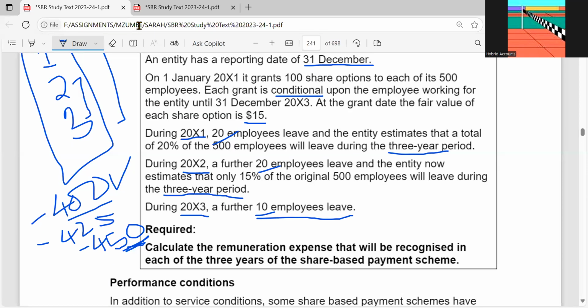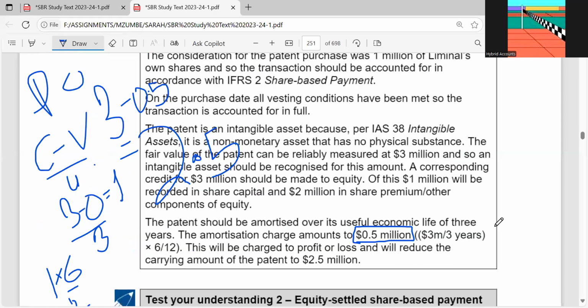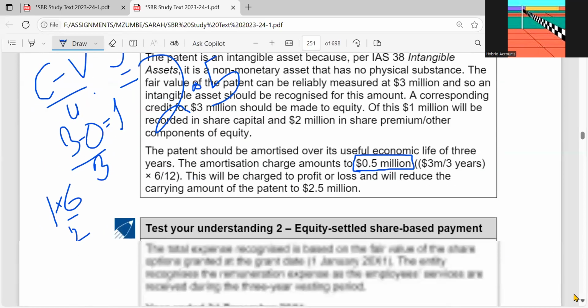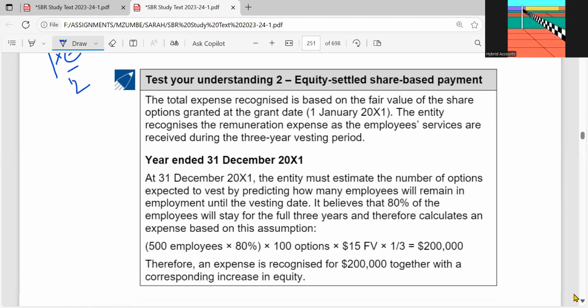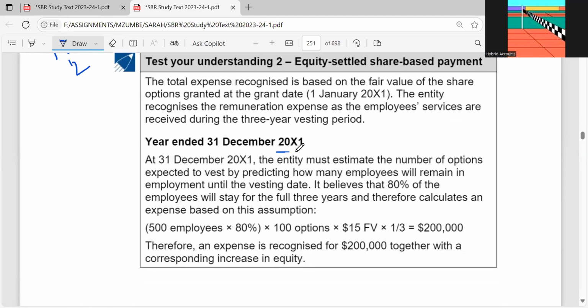All right, so now let's go to the solution and you see how you would have to approach this, right? So you need to know how to deal with year one, year two, and year three. At year one, you would start this way. This is how we measure that figure now. We know that we remained with 400 employees.